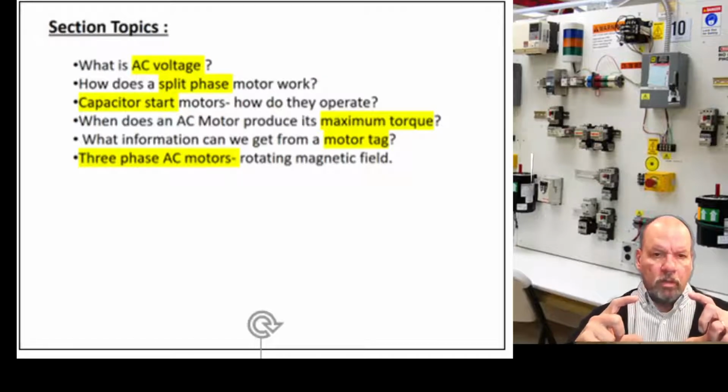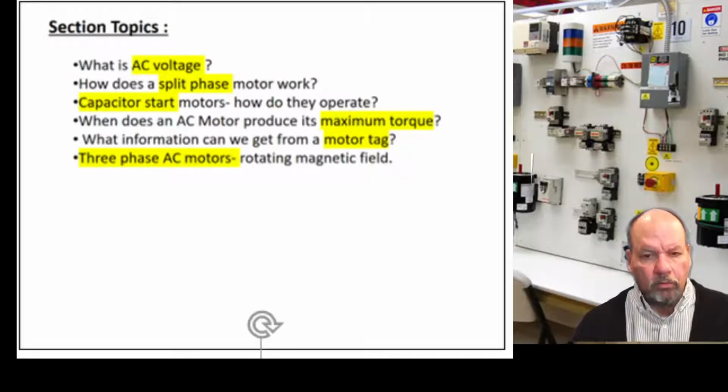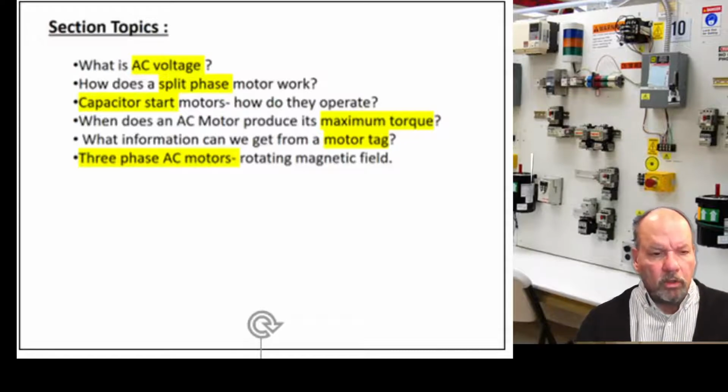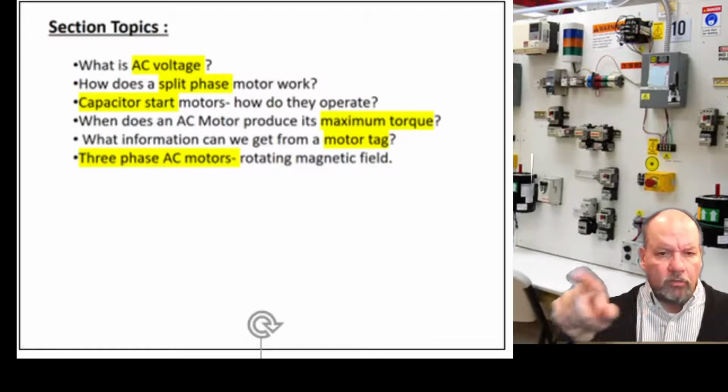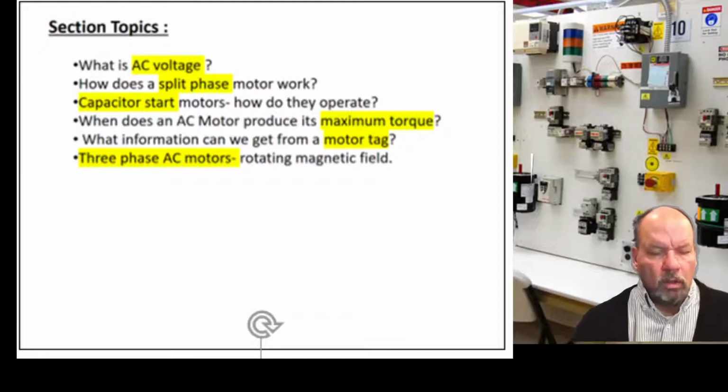Next area we're going to talk about is the motor tag that's on the motor itself. The tags themselves have a lot of information on them. Make sure it's clear what each section of the tag is. And it's really important that you understand how to wire it up with the wire nuts inside the motor to the leads that come out of the motor. And the last topic would be the three-phase AC motors. We're going to explain how this AC waveform that we talked about generates a rotating magnetic field inside the motor and allows it to operate.